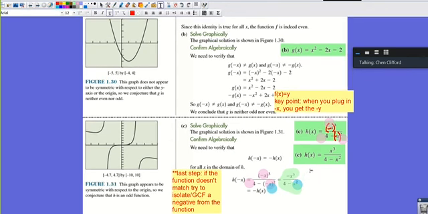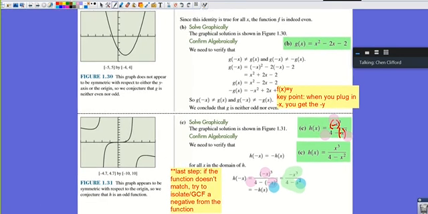So let's try doing this. Let's try right here. I'm looking at this yellow box. We're pretty much done. If the function doesn't match, try to isolate or GCF a negative from the function. So I'm going to do something very simple. Again, if it matches, you're good, it's even. If it doesn't match, then take out that negative sign. So watch this. I'm going to take out the negative sign, put this negative to the side here, and then we get x cubed over 4 minus x squared.